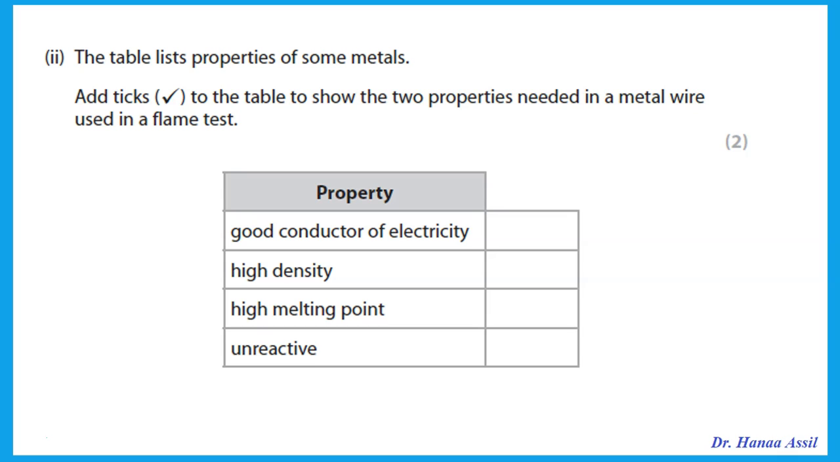Why do we use platinum? Why don't we use something else? Zinc, copper, iron? This is because we need something that what? We're going to put it into the hot flame, so we need it to have a high melting point. I don't want it to melt when I put it into the Bunsen burner, and we need it to be unreactive so that it does not react with whatever sample I am testing.